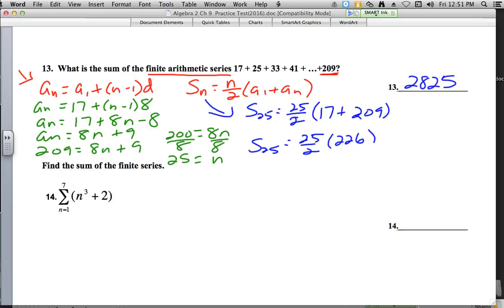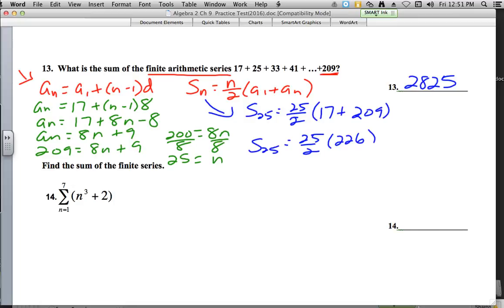2,825. So often with arithmetic, you have to do both the series formula and the rule in order to find everything you need. Now, number 14, go ahead and give it a try. Pause the video.